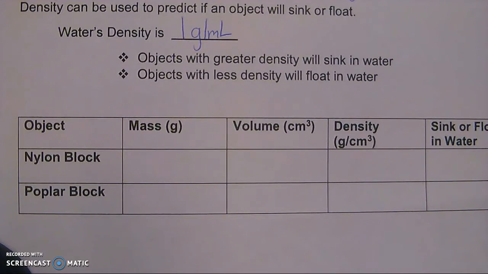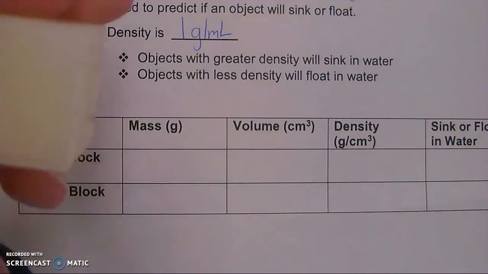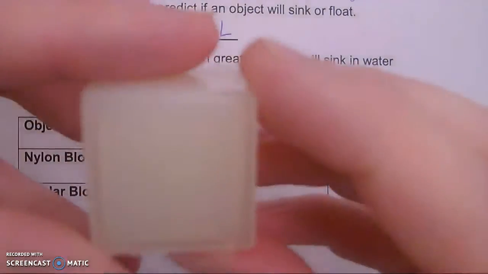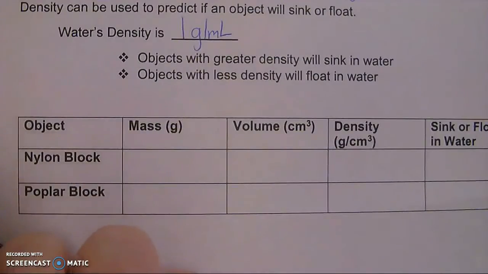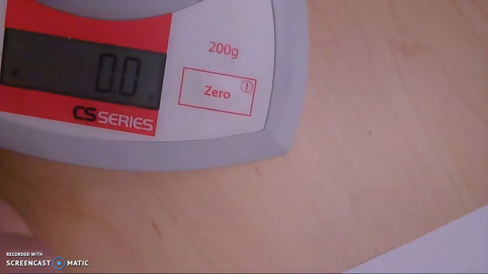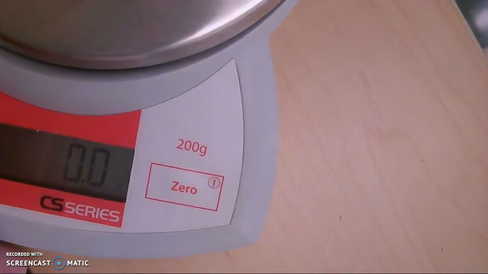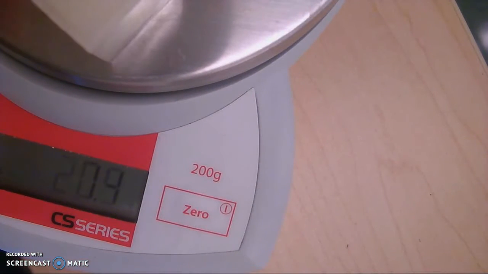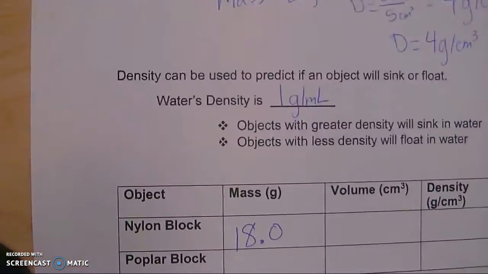So let's calculate some densities. We have the nylon block. Okay. First, we need to find the mass. To find the mass, we're going to turn over to the scale here. And it is 18 grams. Okay, so I recorded that on my table.